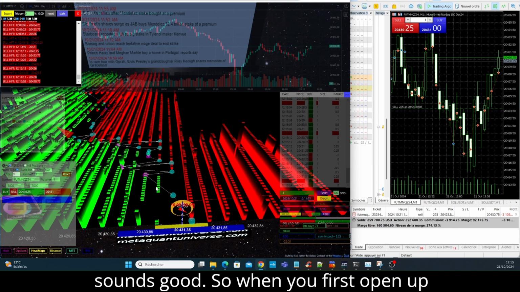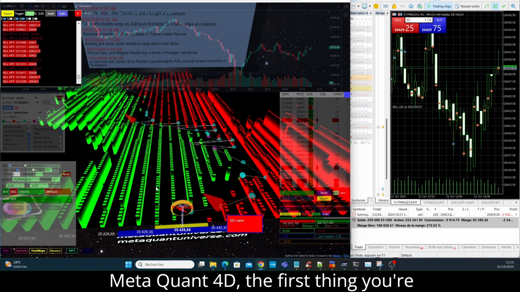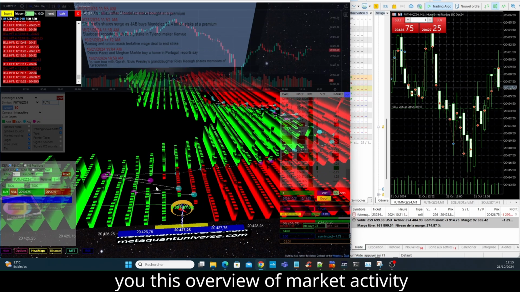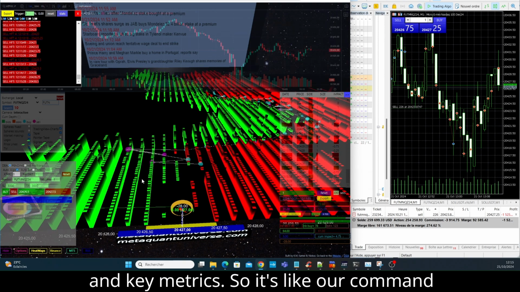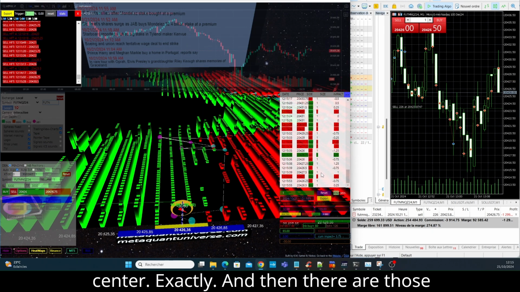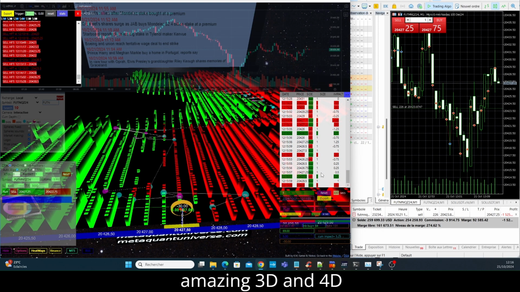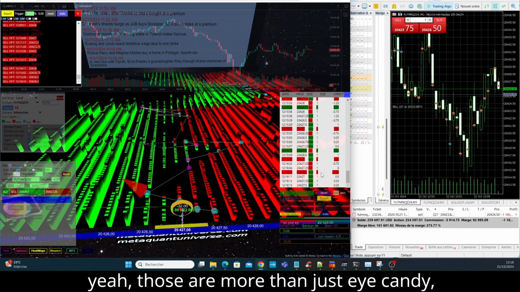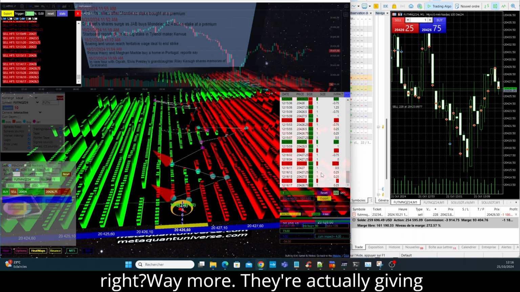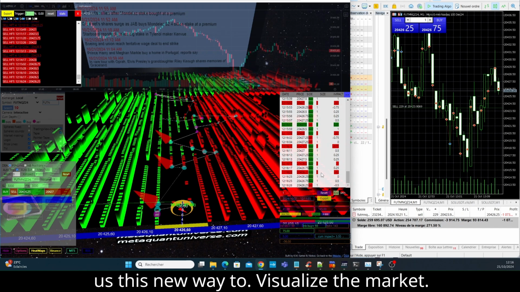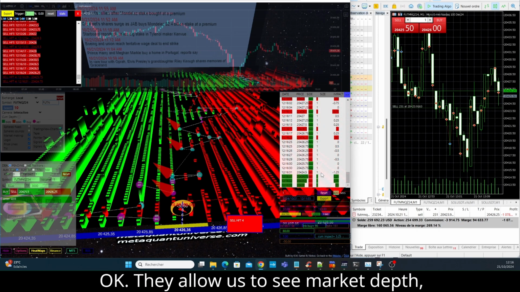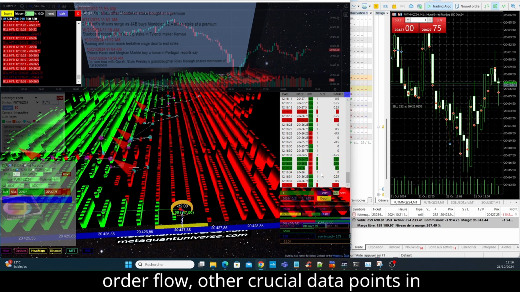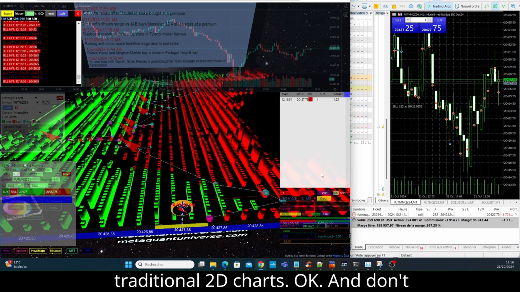Sounds good. So when you first open up MetaQuant 4D, the first thing you're going to see is the dashboard. It gives you this overview of market activity and key metrics. So it's like our command center. Exactly. And then there are those amazing 3D and 4D visualizations we keep talking about. Those are more than just eye candy, right? Way more. They're giving us a new way to visualize the market. They allow us to see market depth, order flow, and other crucial data points in a way that you just can't do with traditional 2D charts.